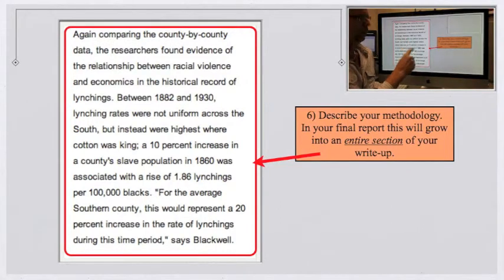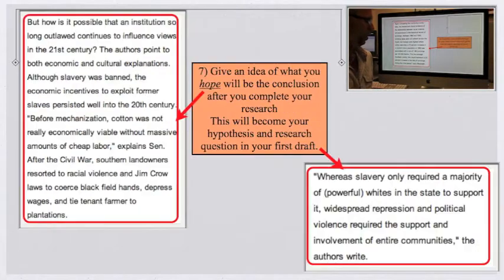So you go up 20%, you would almost go up 3.6. If you went up 30% in black population, it would go up almost 6 points. So this is the correlation that he found. It's an algorithmic increase in lynchings.